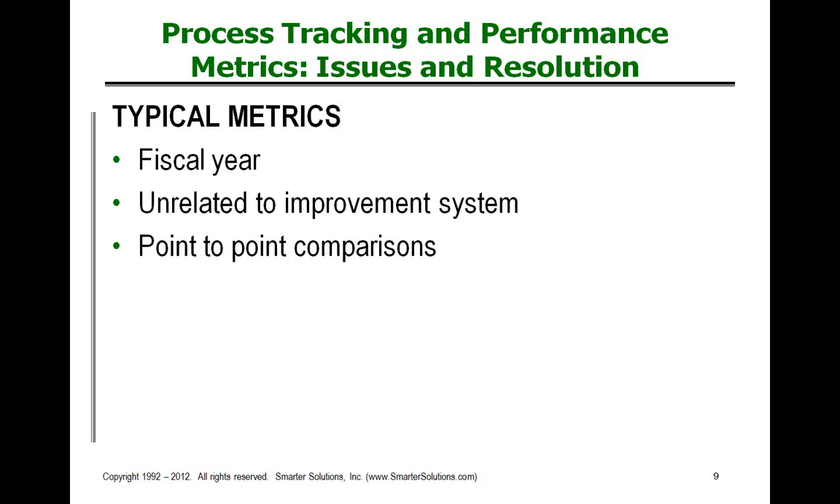If we look at typical metrics, the kind we've just been talking about here, often what we do is we'll have metrics that are based upon the fiscal year. Also, they're not related to the improvement system. What else can happen? They make point-to-point comparisons. So we might be comparing last quarter to this quarter and maybe what happened a year ago. But is that the right thing to do?